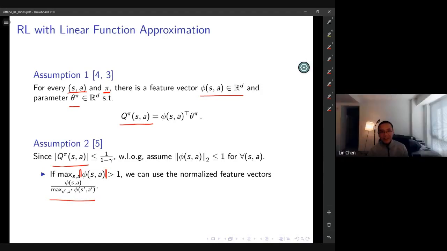I could hear the echo. Okay, so this involves the pre-processing step for the feature vector. Yeah, but if we can do the pre-processing, then we can normalize the feature vector so that the norm is upper bounded by 1. Yeah, thank you for your comment.